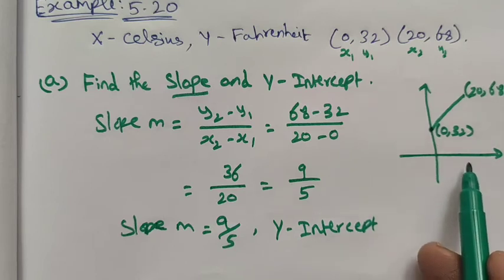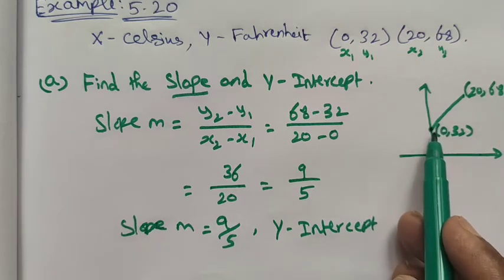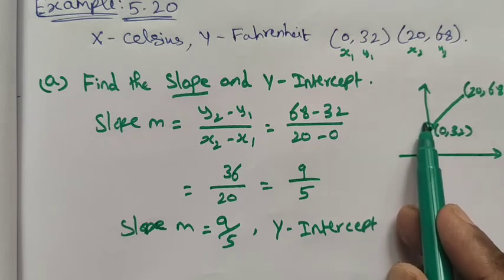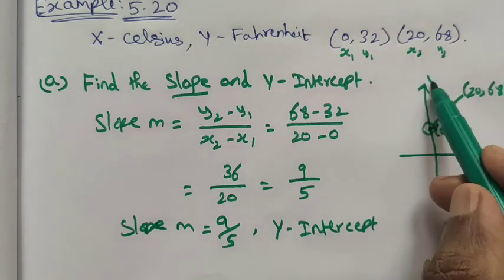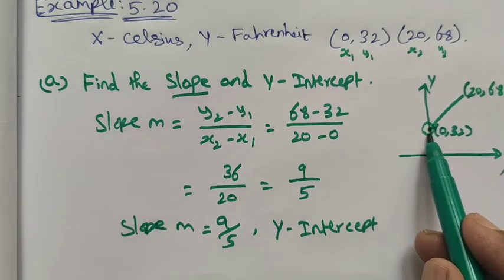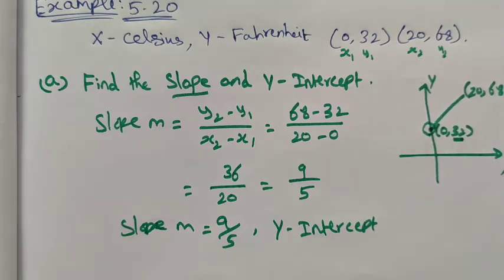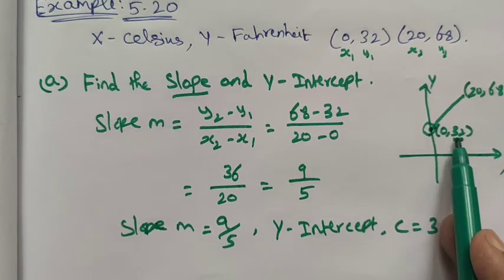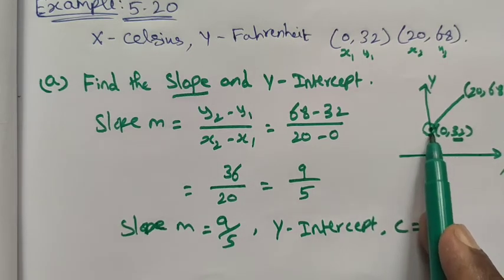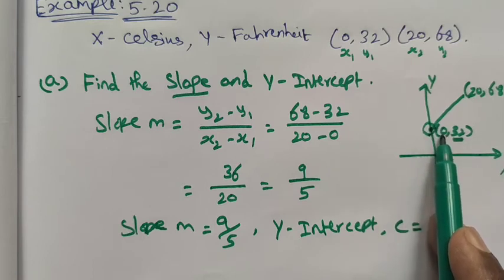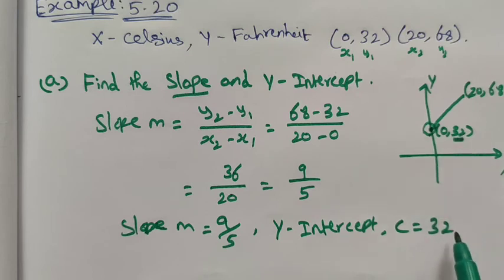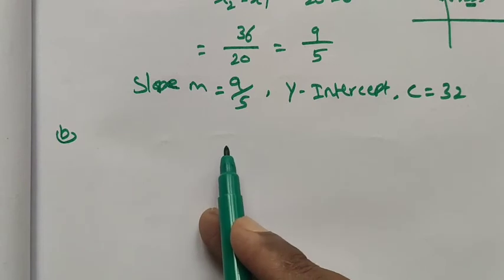Next we want to find the y-intercept. Y-intercept means the point on the y-axis where the straight line meets it at exactly one place. Here this is the point where it meets the y-axis. So the y value is the intercept, that is c is equal to 32. This is the y-intercept. On the y-axis x is always 0, so the y value is the intercept 32.